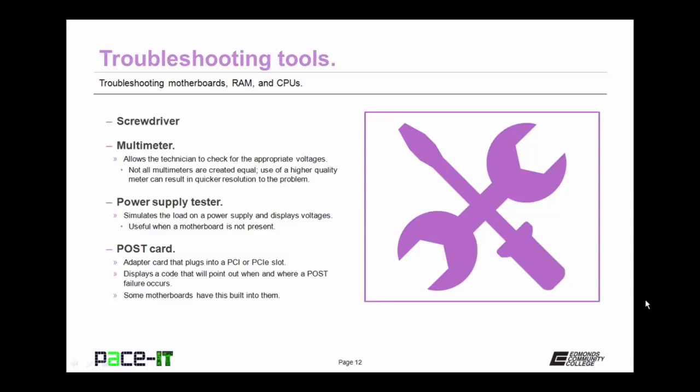A POST card is another handy addition. It's an adapter card that plugs into a PCI or PCIe slot. It displays a code that will point out when and where a POST failure occurs. Some motherboards have POST cards built into them, but not all of them, and you might want to consider getting one so that you can learn the codes and be familiar with them.